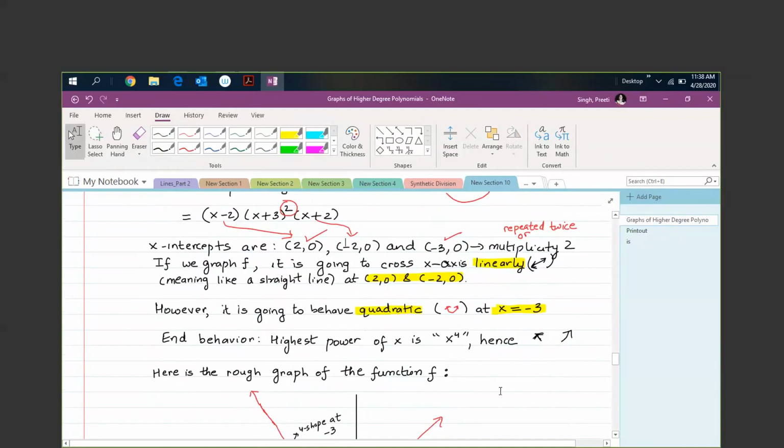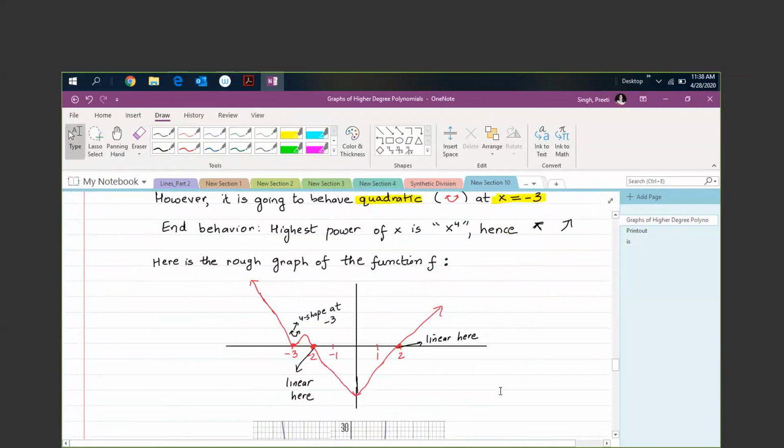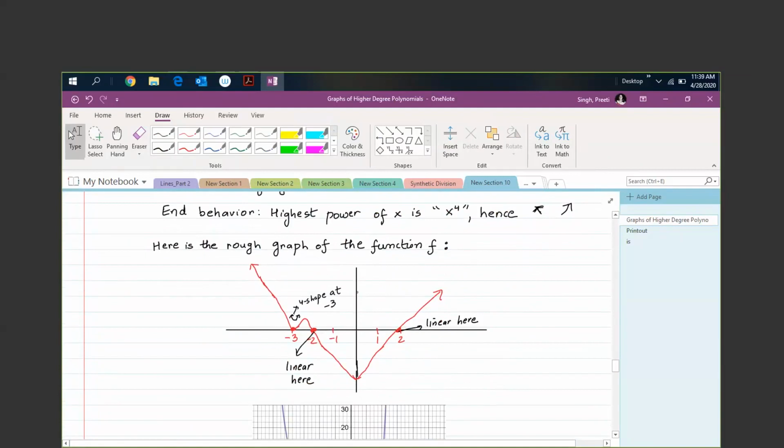End behavior is like this. So as you can see, I have graphed it here. Those are my intercepts: -3 right here, -2, and 2. It's going to behave U-shape at -3 for sure because it is a repeated intercept. Then it's going to behave linearly here, and linearly here. So if I draw my graph, it's going to turn right here like a U, and then linear, and then turn somewhere here, and then linear going up again.